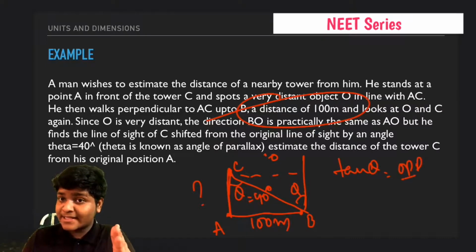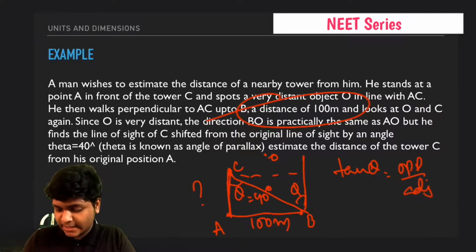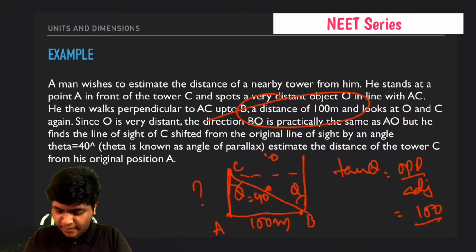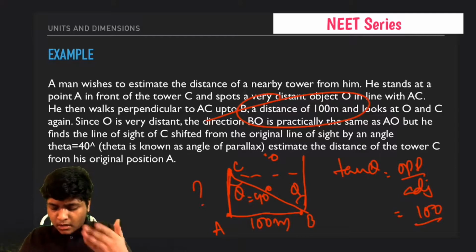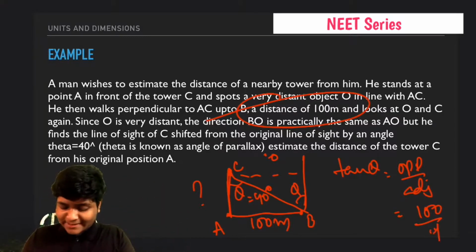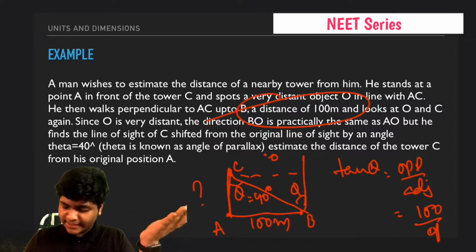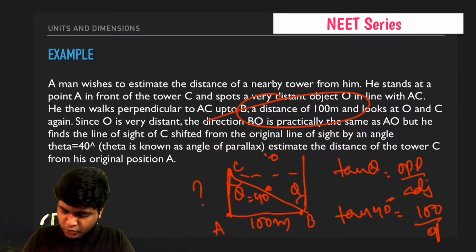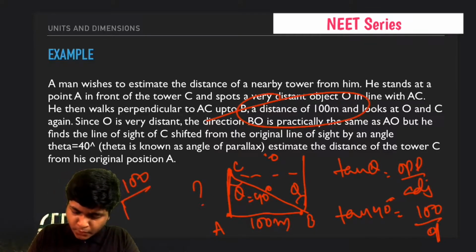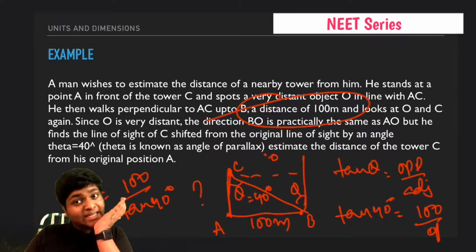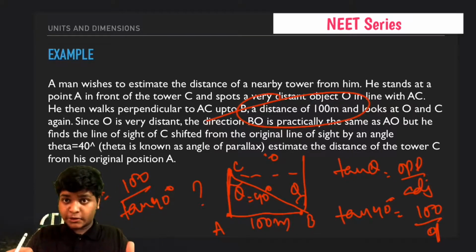We know that tan theta is equal to opposite by adjacent. What is the opposite to theta over here? Opposite to theta is 100, and we don't know the adjacent value. We need to find that itself, right? So 100 by distance AC. Tan 40 equals 100 by D, so D is equal to 100 by tan 40.